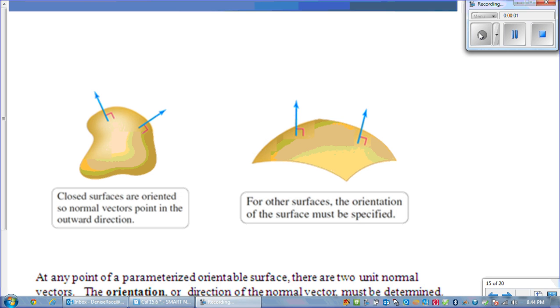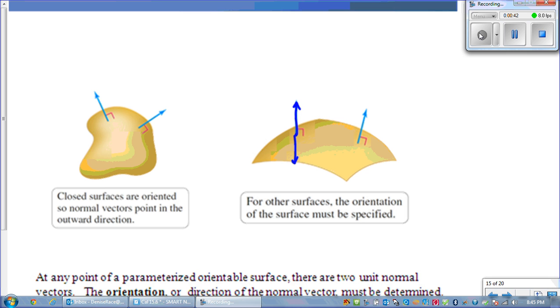Before we discuss surface integrals of vector fields, we need to understand that the surfaces must be two-sided or orientable. Now, at any point on an open surface, there could be two normal vectors. Either we could have a normal vector going upward, or we could have the normal vector going downward. So now if it's two-sided, we can determine the direction of the normal vector, and that makes it oriented. So the orientation or direction of the normal vector must be determined.